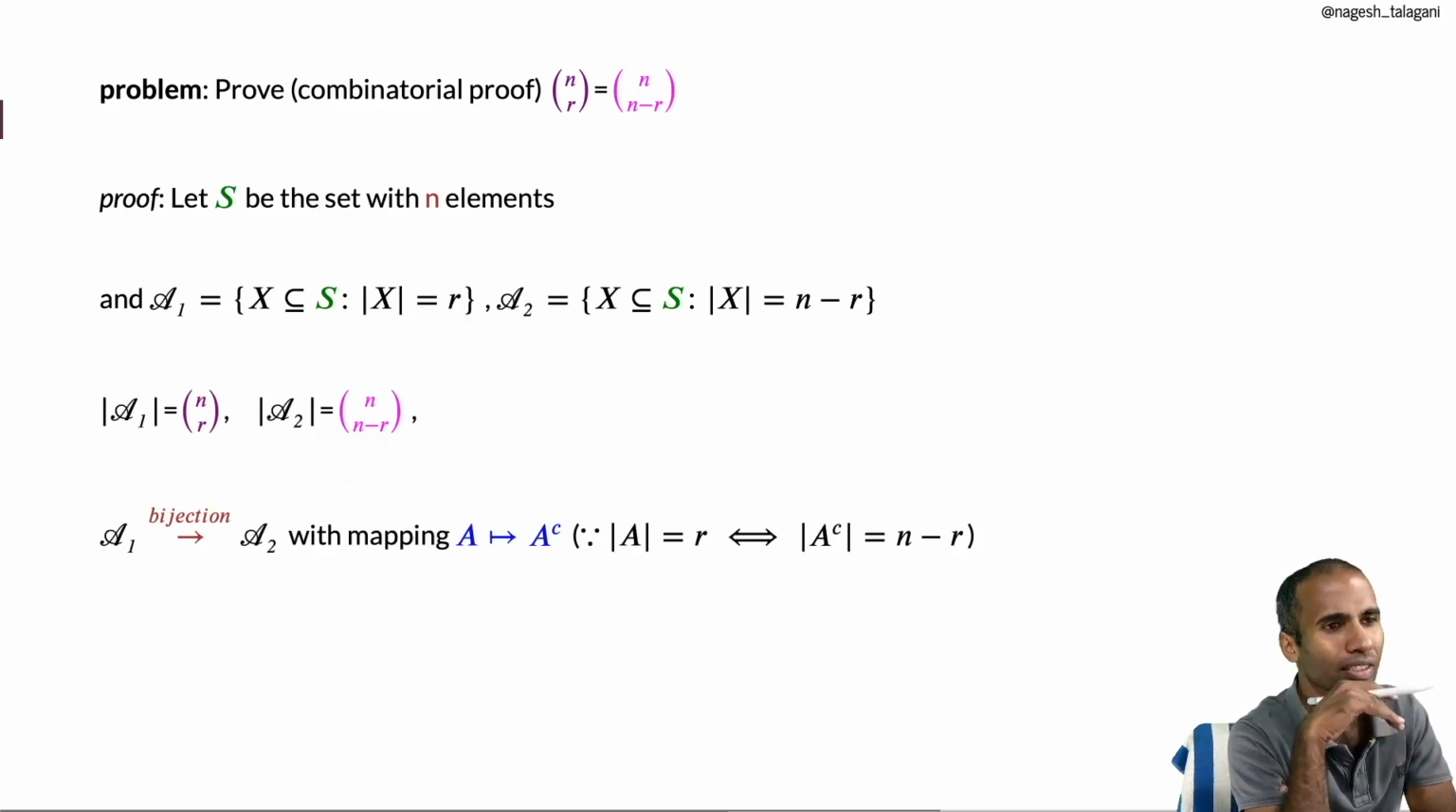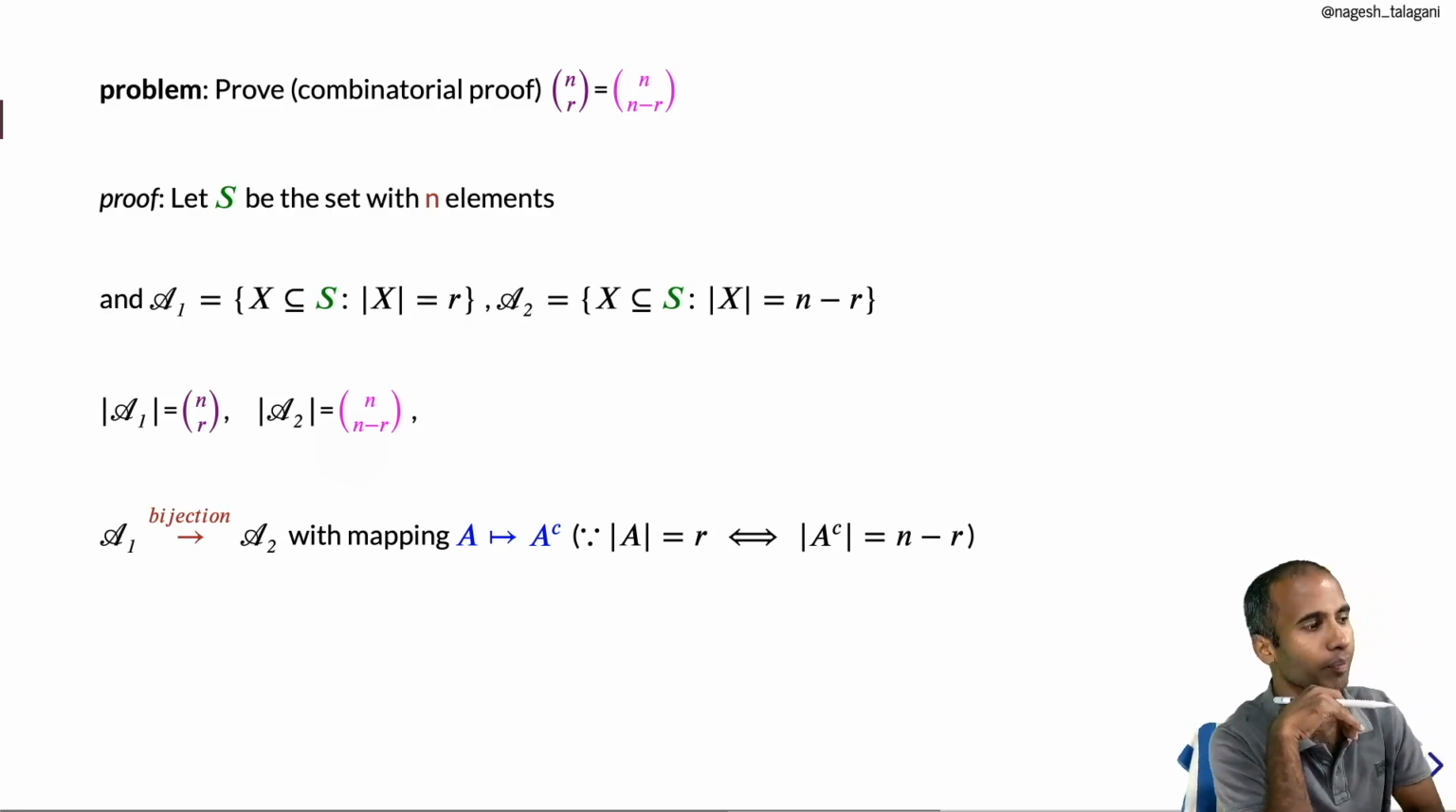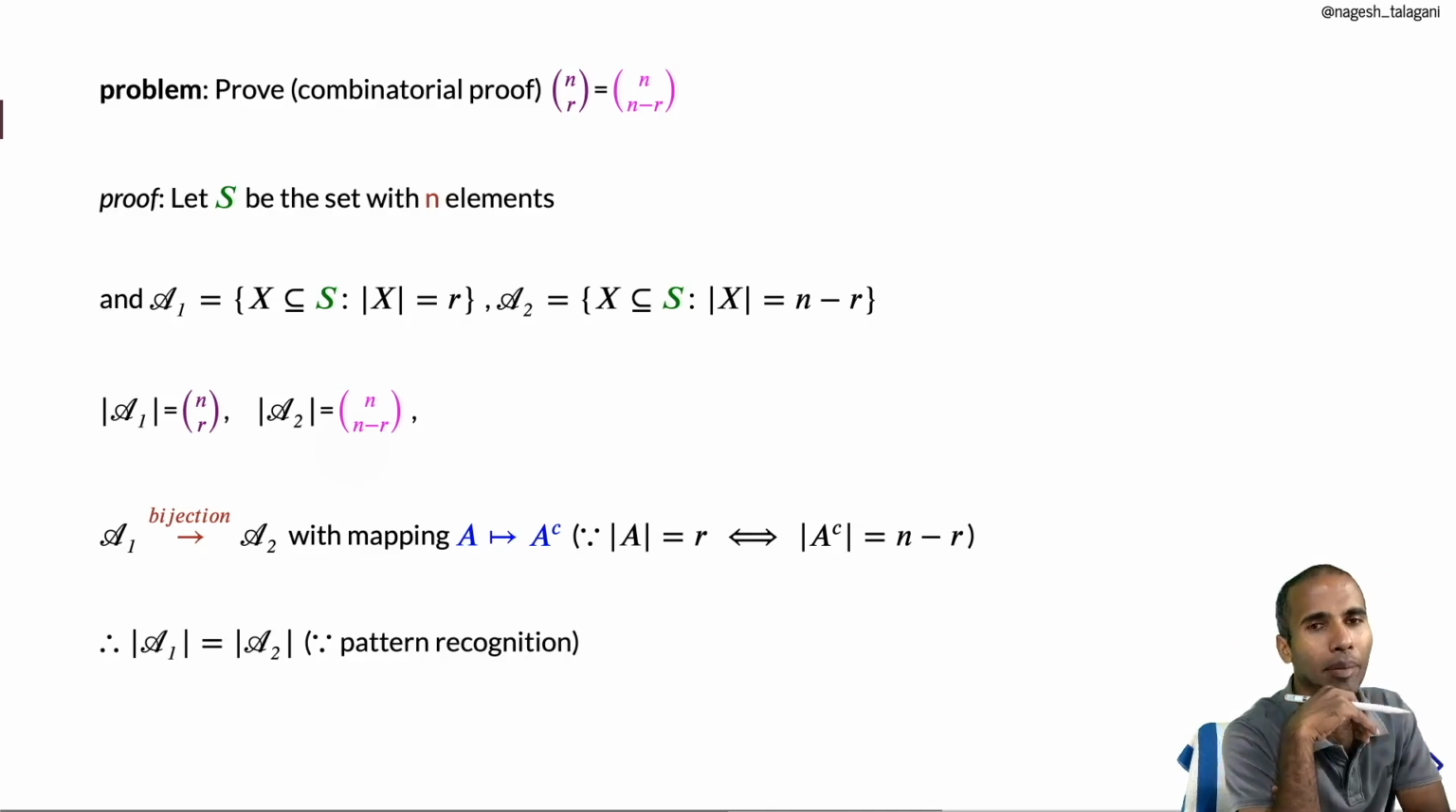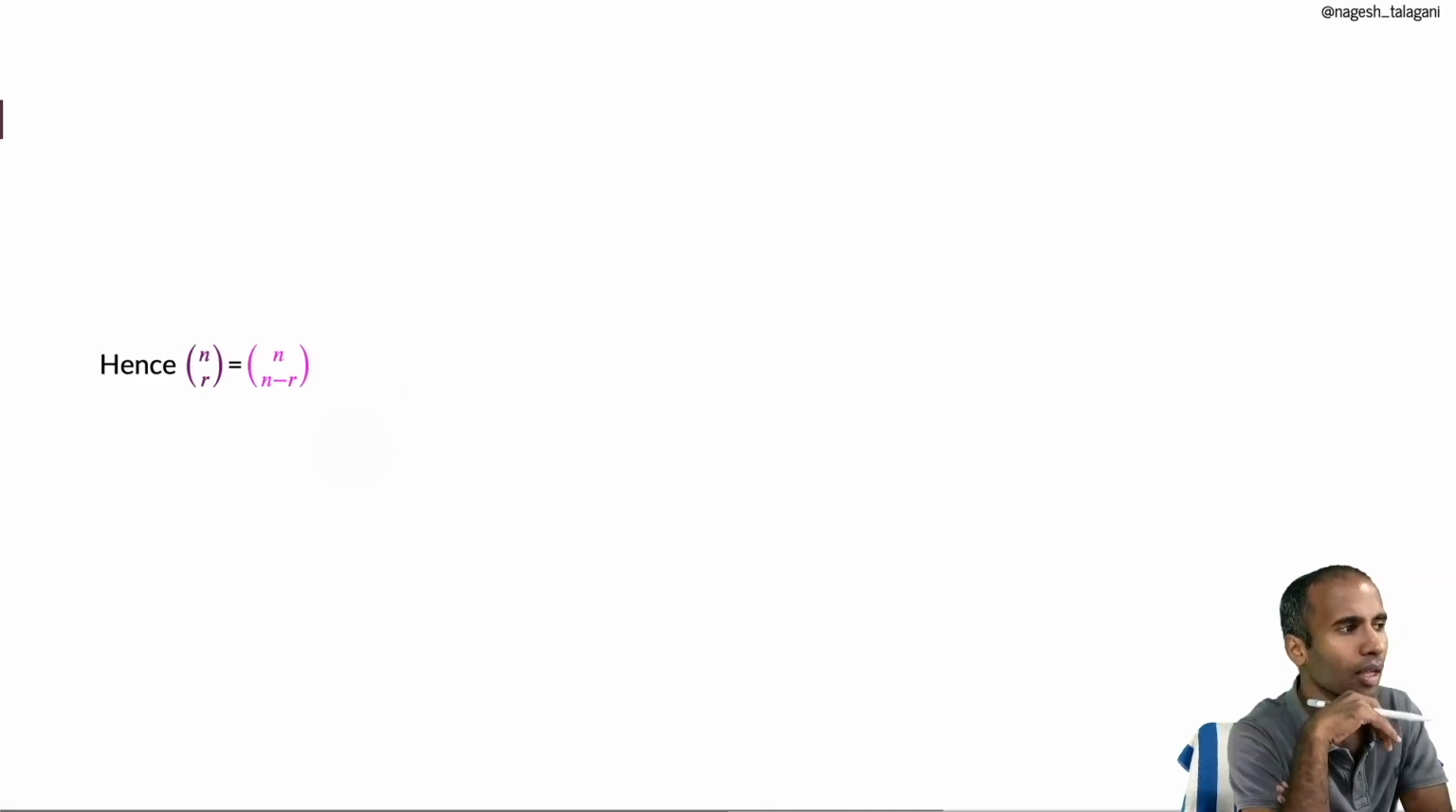We can clearly see that there is a bijection from script A1 to script A2. Here is the mapping: A maps to A complement, because whenever A has r elements, A complement will have n minus r elements. So this is a well-defined mapping, and it is going to be a bijection. That's why, by the bijection principle, the number of elements in script A1 should be the same as the number of elements in script A2. Hence, n choose r is the same as n choose n minus r.